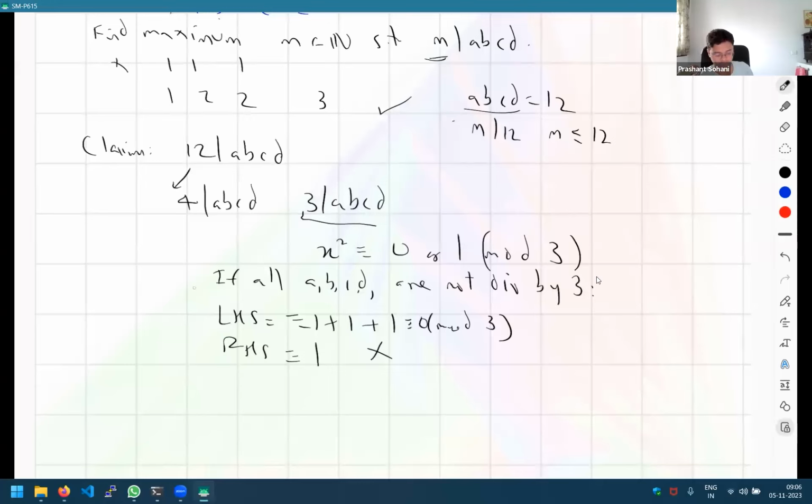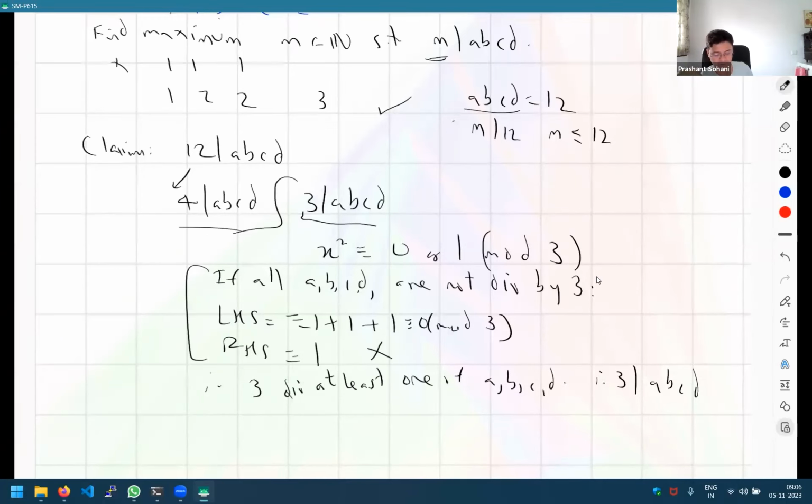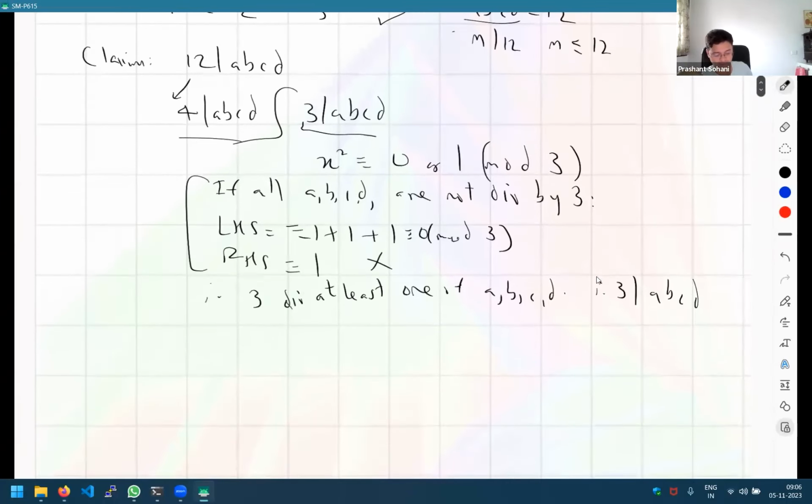So what this forces is that at least one of ABCD is divisible by 3. So 3 divides at least one of ABCD. And therefore the 3 has to divide the product. So this was the first part. And the second part is also done in a much similar way. So to prove that 4 divides ABCD, again we can break it down to 2 levels.